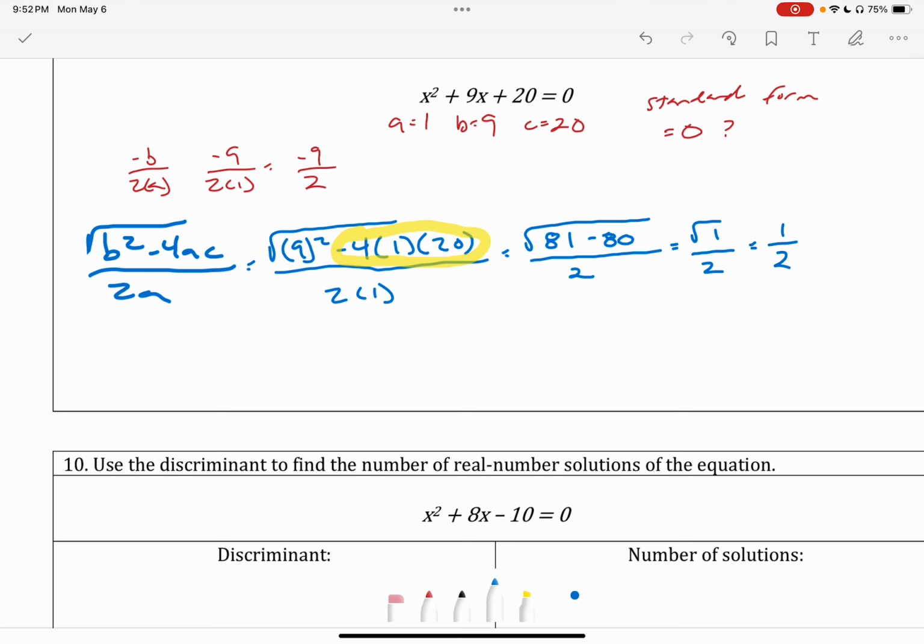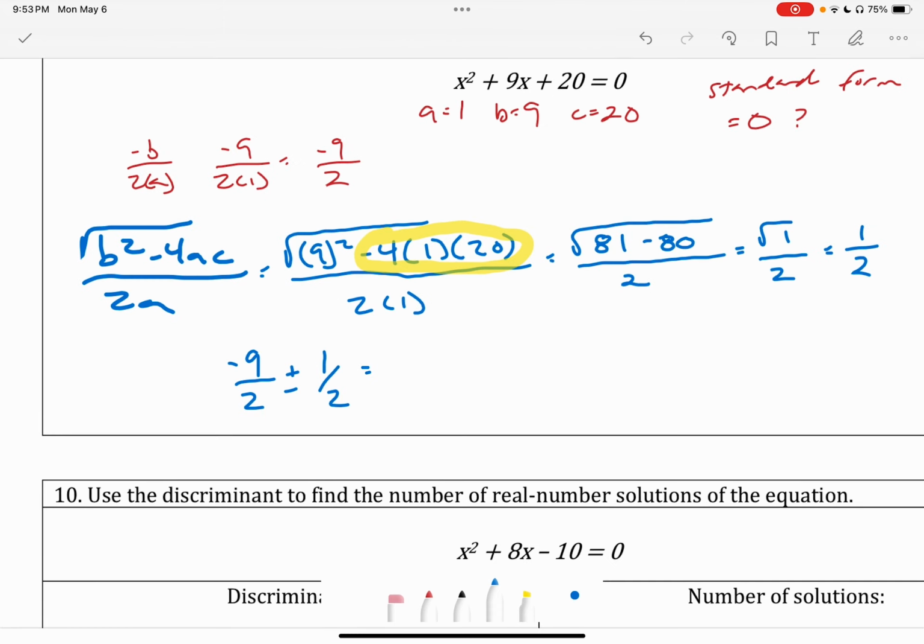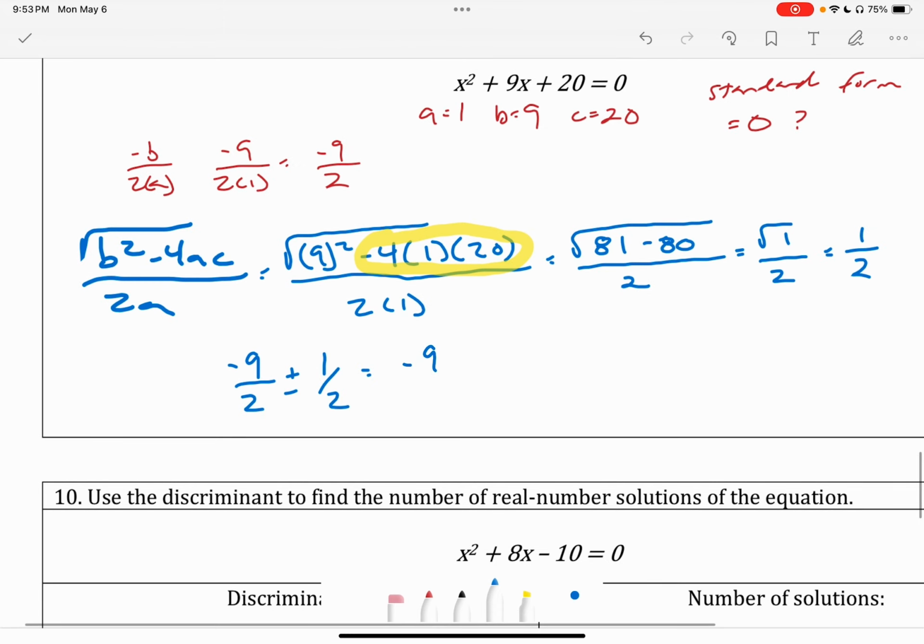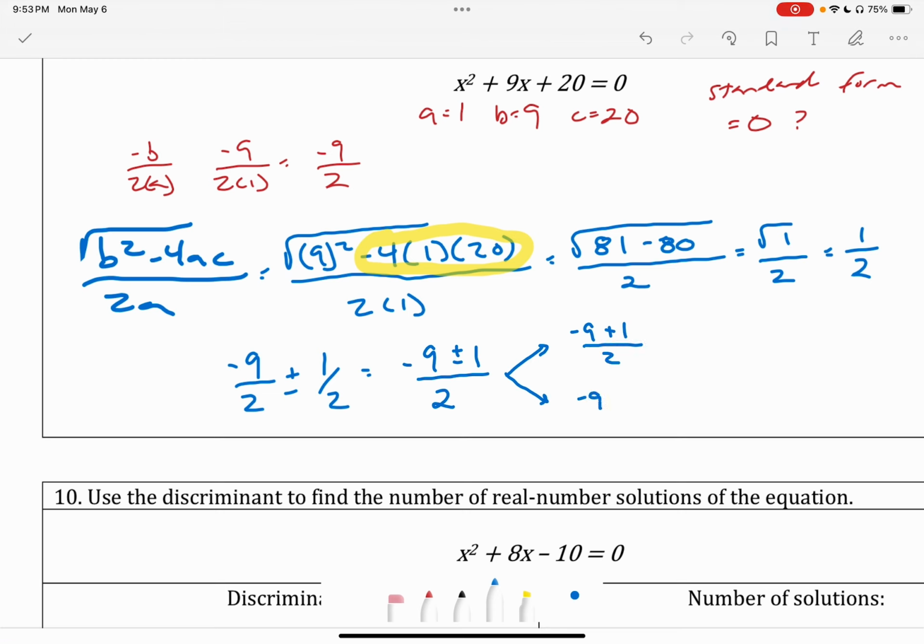So that's 1 over 2. So now we put our two parts together. We're going to do our first part plus or minus our second part. Now, again, these are always going to have the same denominator, so I can put this together and go negative 9 plus or minus 1 over 2. And then we can branch this off and do our two different answers. Negative 9 plus 1 over 2 and negative 9 minus 1 over 2.